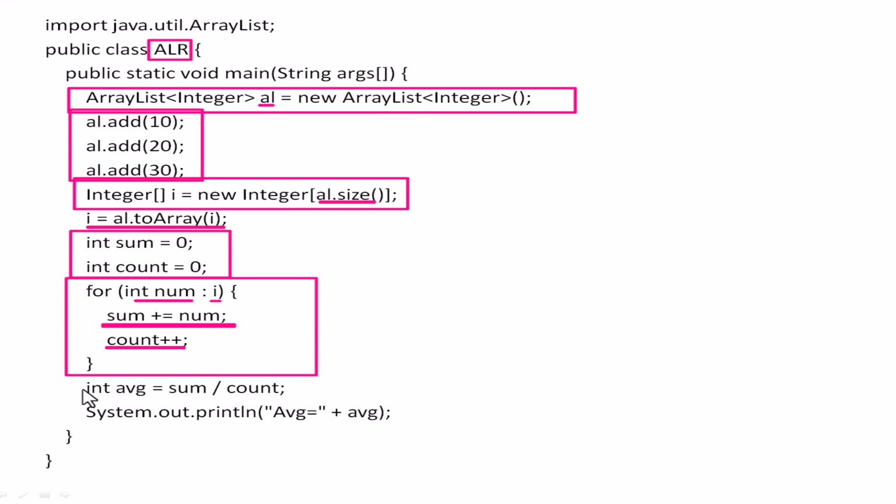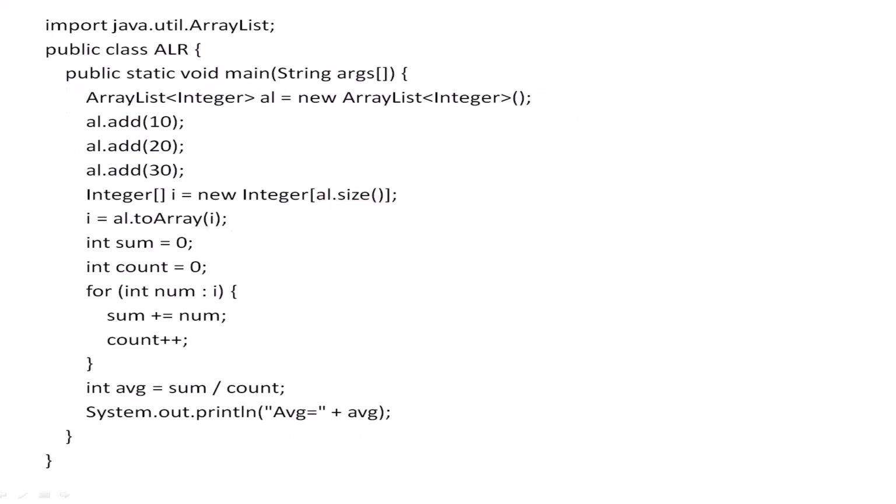Finally we are going to calculate the average equal to sum divided by count. What is the sum? The final sum will be the elements added together: 10, 20 and 30 added, divided by count. Count will be 3, so divided by 3, it has to print the average.